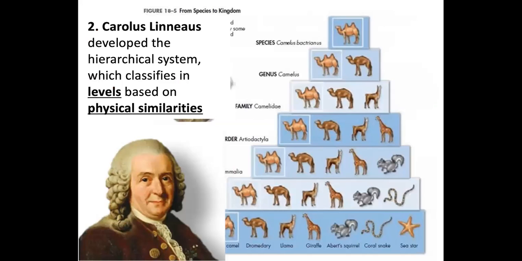So we have the next person, known as Carolus Linnaeus. He developed what is known as a hierarchical system, which classifies in levels based on physical similarities. So Aristotle was plants and animals. Carolus Linnaeus was physical similarities.